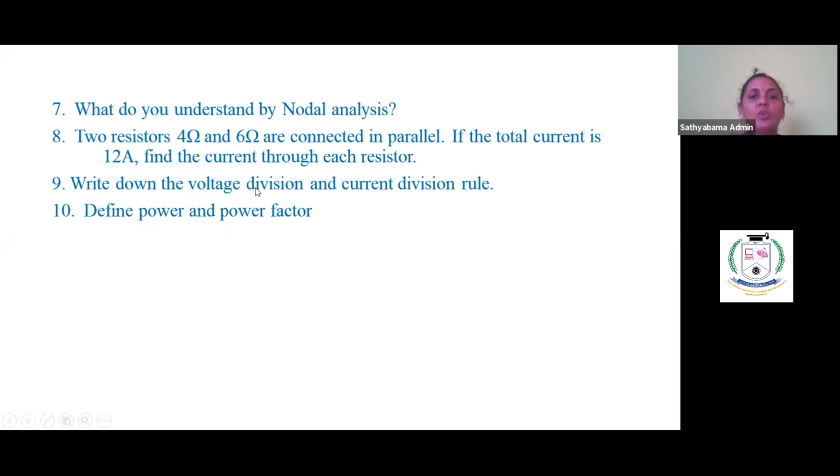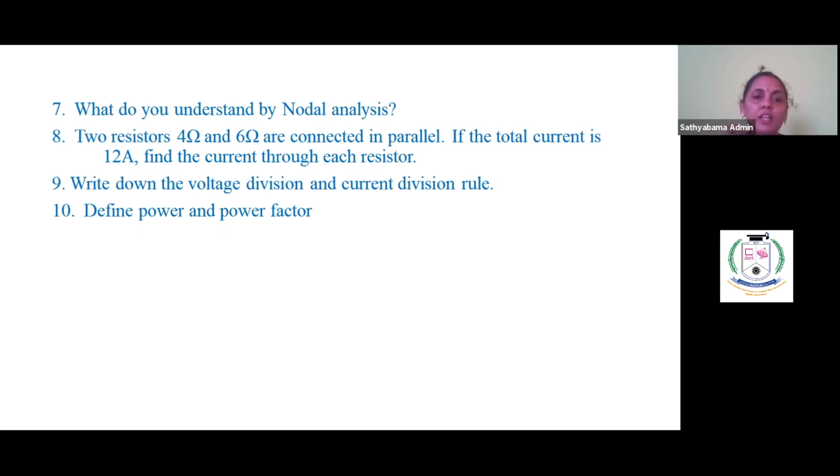Next, write down the voltage division and current division rule. I discussed already the current division rule. The current division rule states that current flowing through any resistance is equal to the total current into its opposite resistance divided by the total resistance.